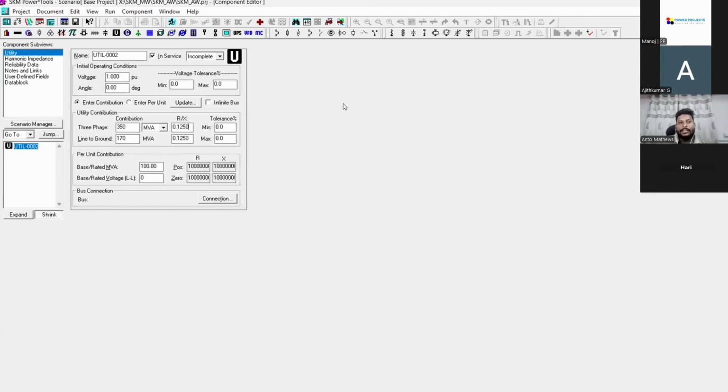Otherwise, I will go with the assumption of a 50 Hz frequency system. I can go with X by R as 14. After converting those data into R by X, I will get some value, so I will be updating this.